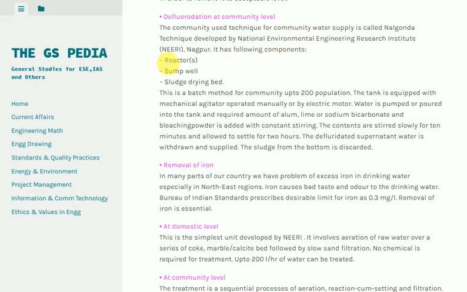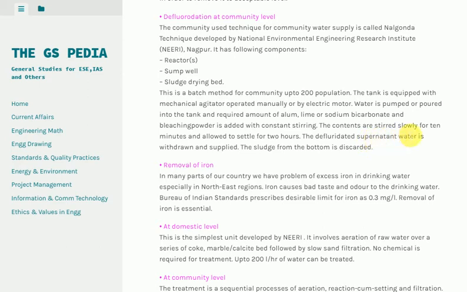The tank is equipped with a mechanical agitator operated manually or by electric motor. Water is pumped or poured into the tank and the required amount of alum, lime or sodium bicarbonate, and bleaching powder is added with constant stirring. The contents are stirred slowly for 10 minutes and allowed to settle for 2 hours. The defluoridated supernatant water is withdrawn and supplied. The sludge from the bottom is discarded.